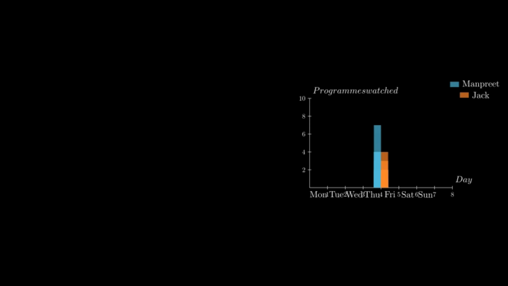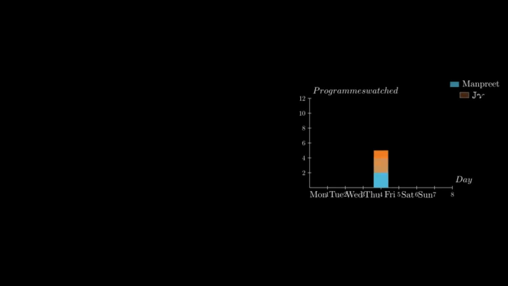We continue this for every day of the week. The resulting chart allows for a quick visual comparison of their viewing habits each day. Now let's look at interpreting a composite bar chart. This composite bar chart shows the TV habits of Manpreet and Jack for a different week.